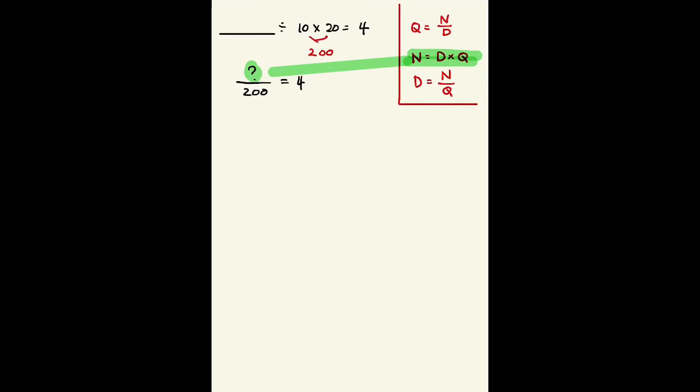Since I know that it's the numerator that's missing, I'm going to substitute it with the letter n. So n is equal to d times q. N is equal to denominator times q. So n is equal to 800. Why? 200 times 4 is 800. Now let's check your answer.